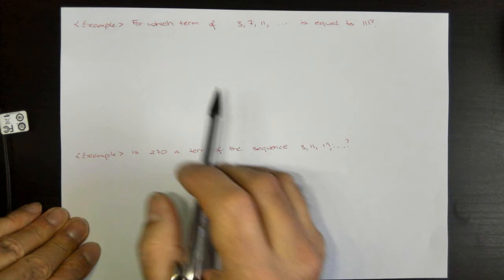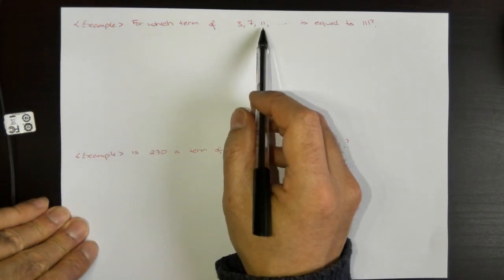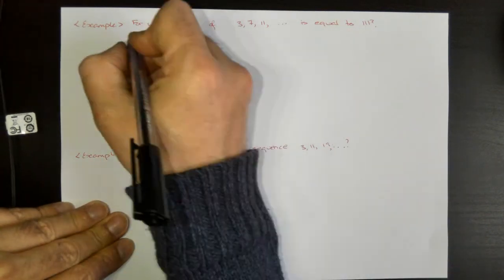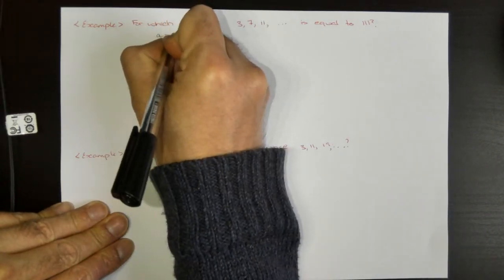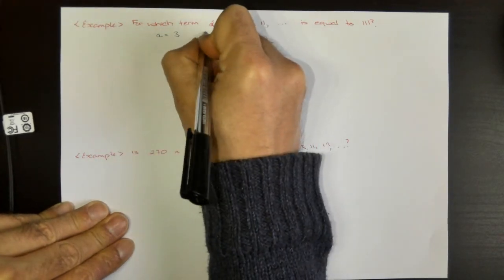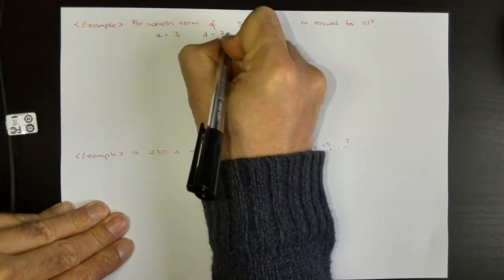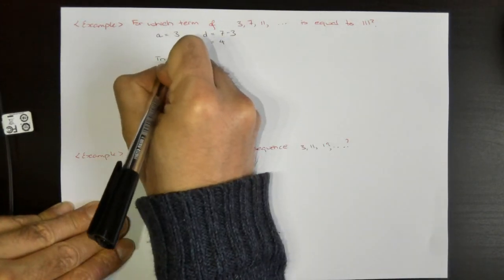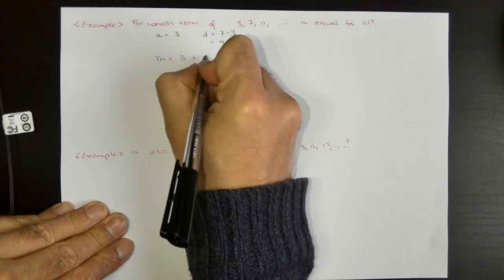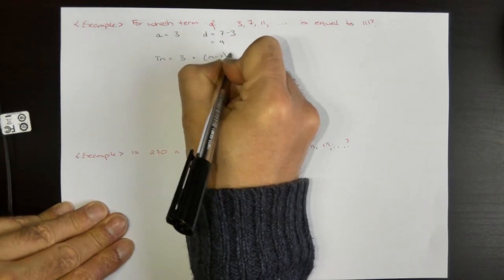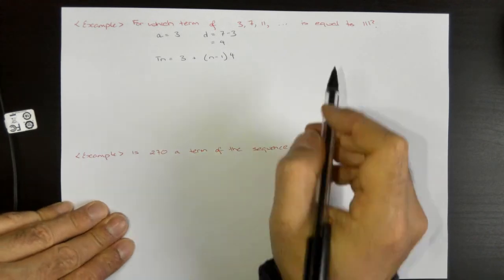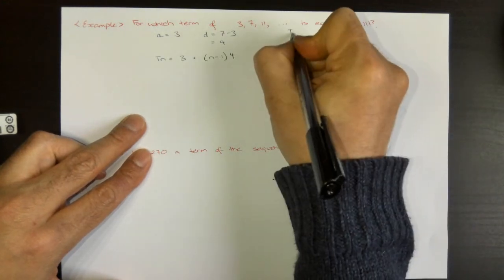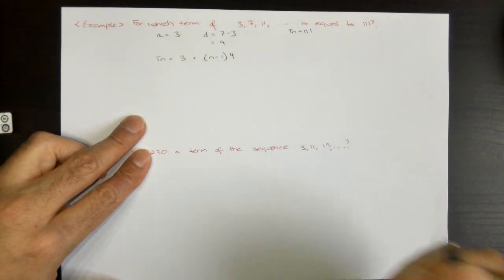All right. Here's another example, for which term 3, 7, 11 is equal to 111. So once again, a would be 3 and d would be 7 take away 3, which equals 4. So using our relationship, we've got Tn equals 3 plus n minus 1 times 4. We know what the term is. We know that Tn has to equal 111.